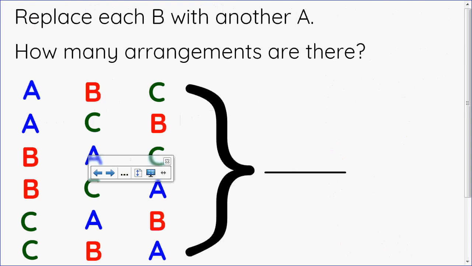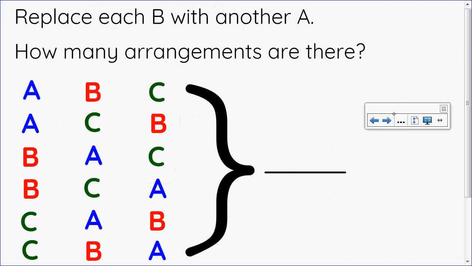So I have them over here, and I want to now try what happens when I replace every B with another A. So I'm going to have basically 2 A's and a C to arrange. I replace each B with another A. So that becomes an A, this will become an A, this will become an A, and so on. I want to know how many arrangements I have. Do I still have 6 arrangements?